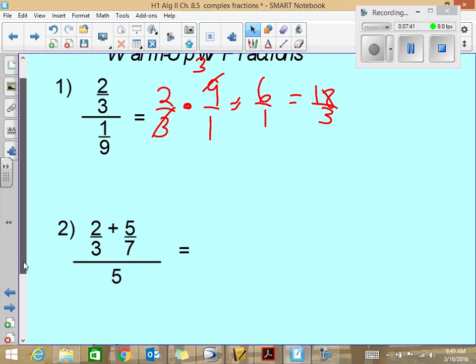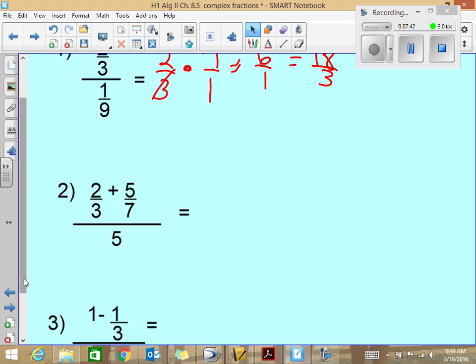So this next one, the top is not a fraction yet. It's actually 2 fractions, so we have to make 1 fraction. What do we have to do up top to simplify just the numerator? What would be our common denominator? Between 3 and 7, there's no common multiple, so we just multiply them together, so it's 21.